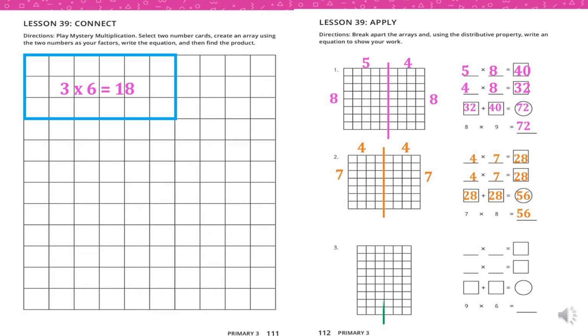Number 3, I will split it like this. The first array is 3 and the second 3 columns, and the rows are 9 here and 9 here. The first will be 3 times 9, 27, and the next will be 3 times 9 equals 27. I will add the products, 27 plus 27 equals 54. It's the same if I didn't split it. It will be 3 plus 3 equals 6 columns. So 6 times 9, 54, which is the same as we did.